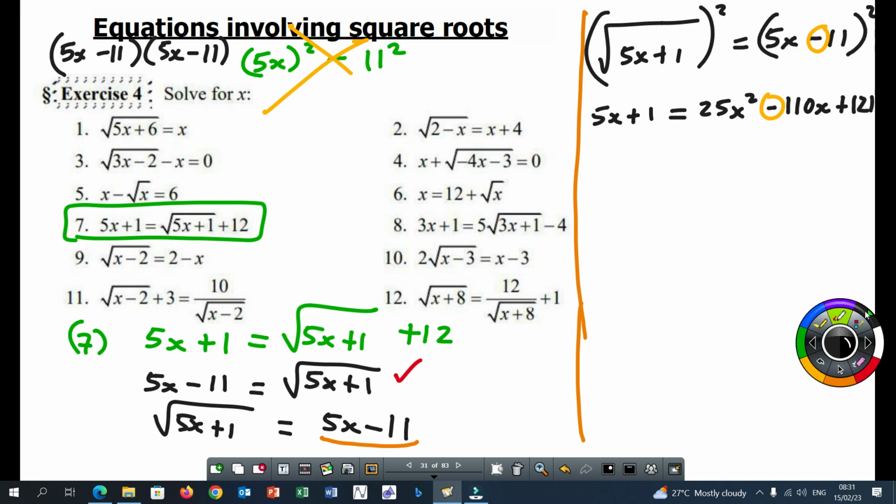FOIL. Okay? All right, so from here, we take the 5x and the positive 1 to the right, so it's 0 equal to 25x squared, then that will be minus 115x, plus 120. Okay, I've got a common factor, which will be 5, but let me just use the quadratic formula, because the coefficients of x squared and x are quite large, yes?